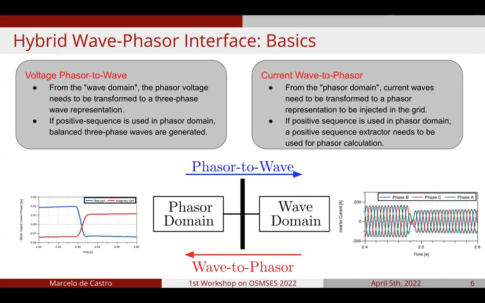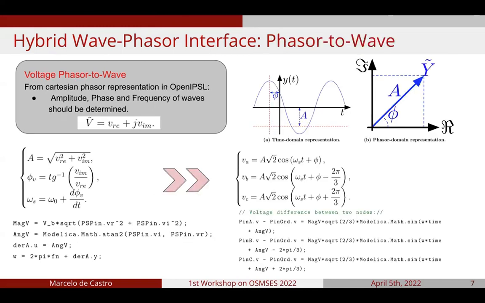On the other hand, the EMT subsystem will look like a current injection to the remainder of the phasor-based system, meaning that it's necessary to filter out the fundamental component of the current waves and to calculate the positive sequence equivalent phasor in per unit. First, let us start with the voltage phasor to wave conversion. This conversion is quite direct, and we can use the Cartesian representation of phasors from OpenIPSL to find the magnitude, angle, and frequency deviation from nominal value that are used to compose, in this case, a balanced set of 3-phase waves.